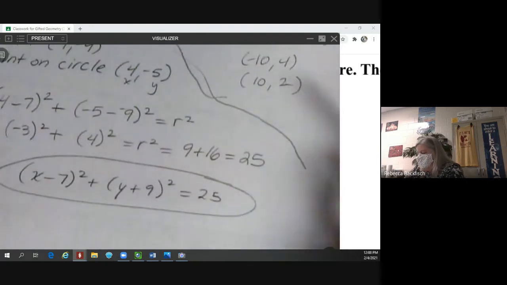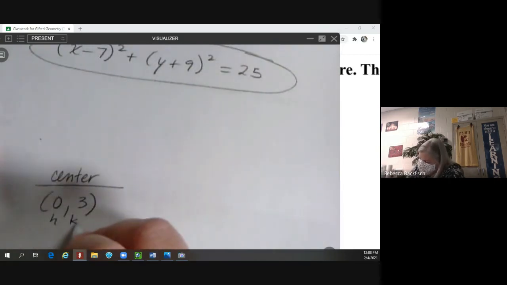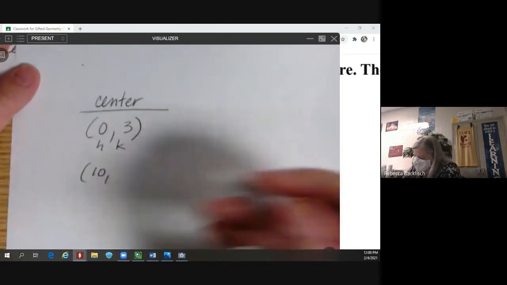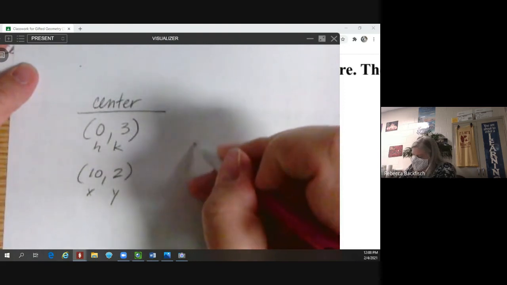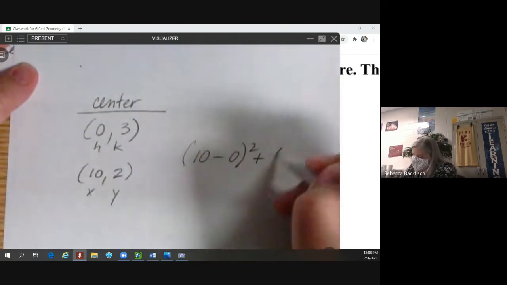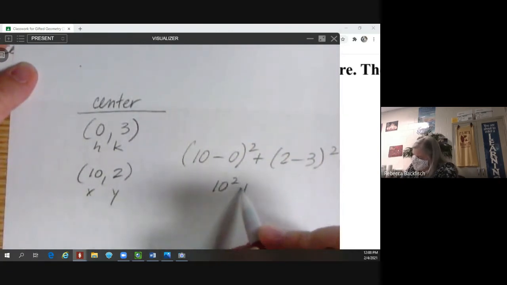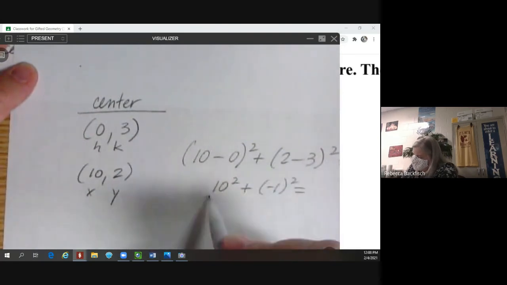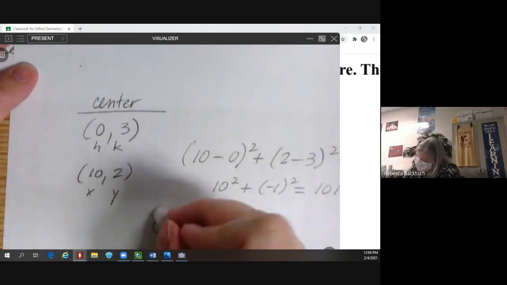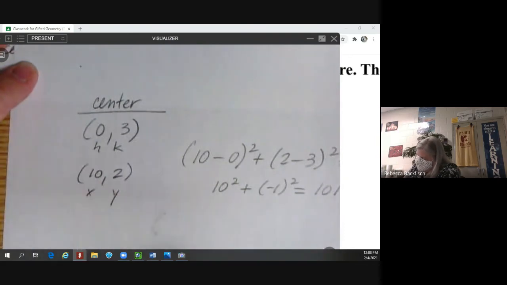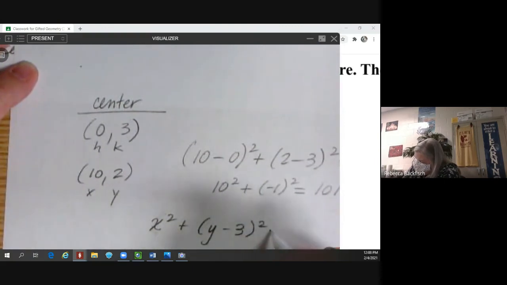So I can use either of those points as my extra point. I'm going to use (10, 2) as the random point I plug in. x minus h squared plus y minus k squared will give me r squared. 10 squared plus -1 squared. That's 100 plus 1 is 101. I started to do parentheses, I don't need them because the x coordinate is 0, so x minus 0 is just x. x squared plus (y minus 3) squared equals 101 is my equation.